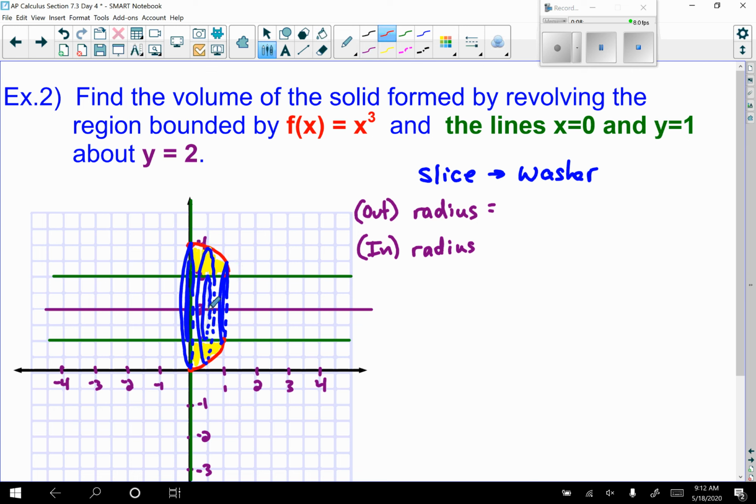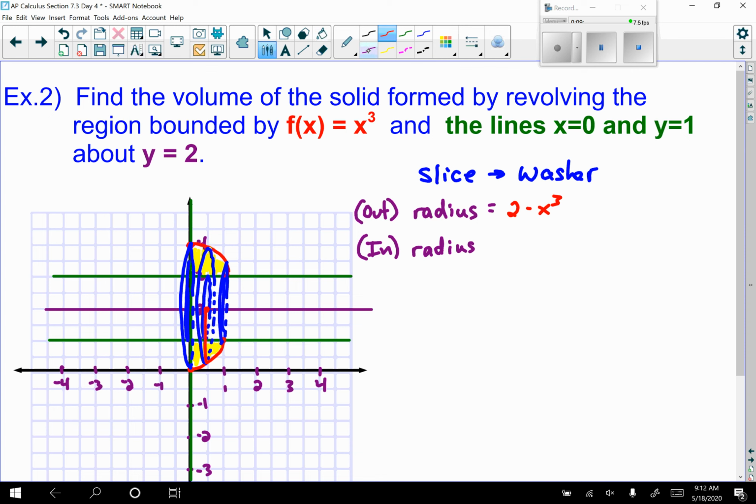So I'm going to do this in red here. So if I started right here at the center and I go down to this curve, again, it's top minus bottom. So this is 2 minus that curve x cubed. So the radius of my outer circle is going to be 2 minus x cubed.